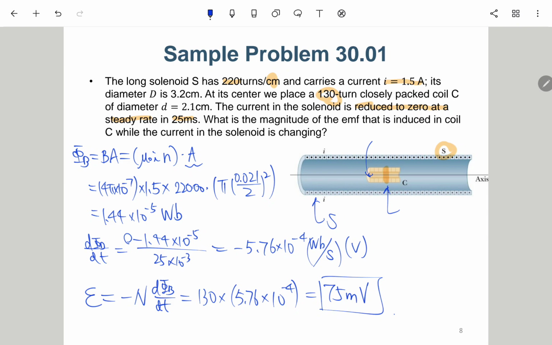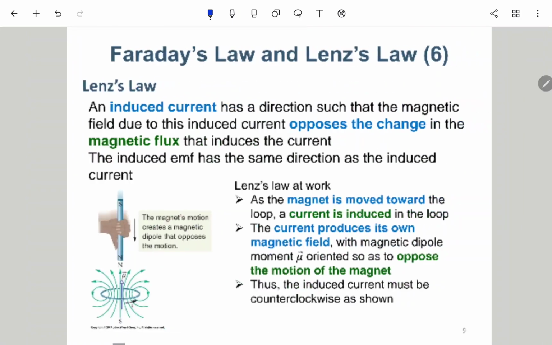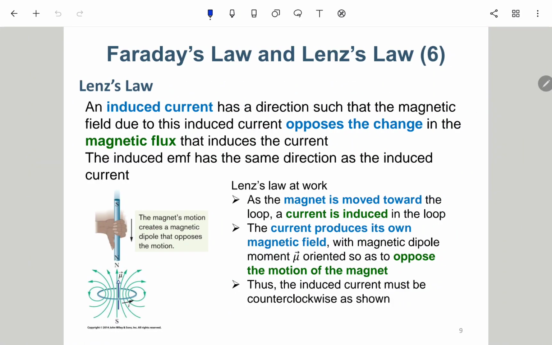So we just simply demonstrated how to use Faraday's law to do some simple calculation. Here we try to elaborate more about Lenz's law. It says an induced current has a direction such that the magnetic field due to this induced current opposes the change in the magnetic flux that induced the current.